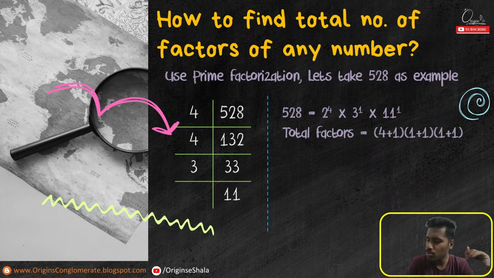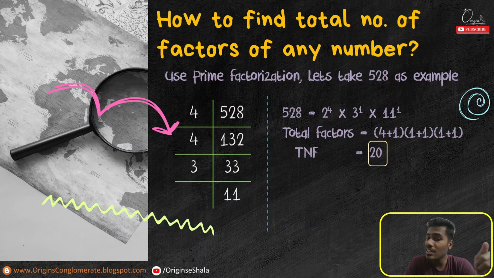Now, coming back to the main topic, the total number of factors for this number, how do I find it? I just add 1 to each of these powers and multiply them together. So 4, 1 and 1. I will add 1 to each of them and multiply them together to end up with 20 as my TNF. TNF is nothing but total number of factors, just a shortcut to writing it.